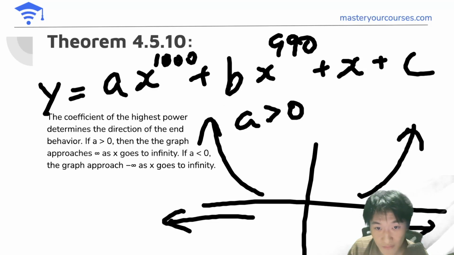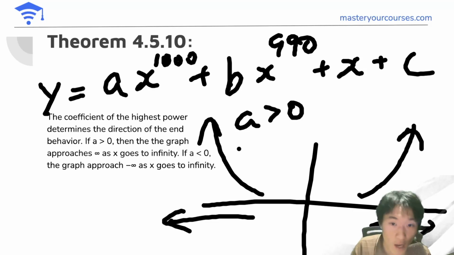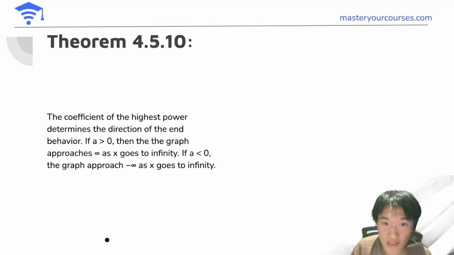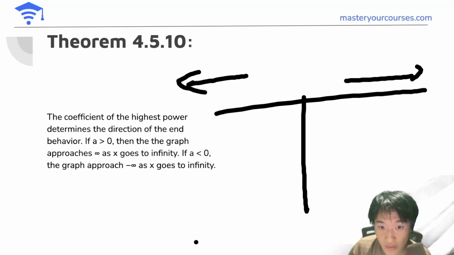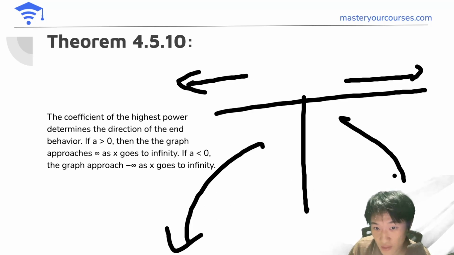If a was less than 0, then we have the very opposite, where we're now going downwards. As x gets larger and x gets smaller, the graph goes downwards like this. The end behaviors are symmetric, and they're symmetric downwards, given that a is less than 0.